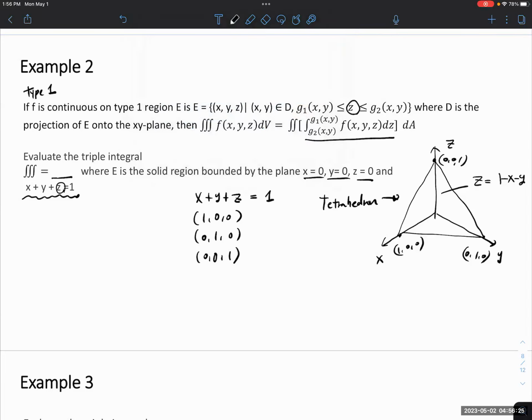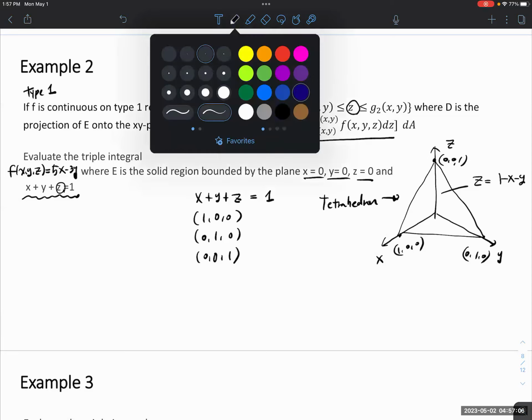So let's say we are going to evaluate the triple integral where I'm going to get rid of all this, because I want to solve more. I'm just looking at one of the examples in the textbook. Let's say f(x, y, z) is given as 5x minus 3y, over the solid region bounded by the planes x equal to 0, y equal to 0, whatever. So this is given. Okay, so now we can set it up. Now we can continue.